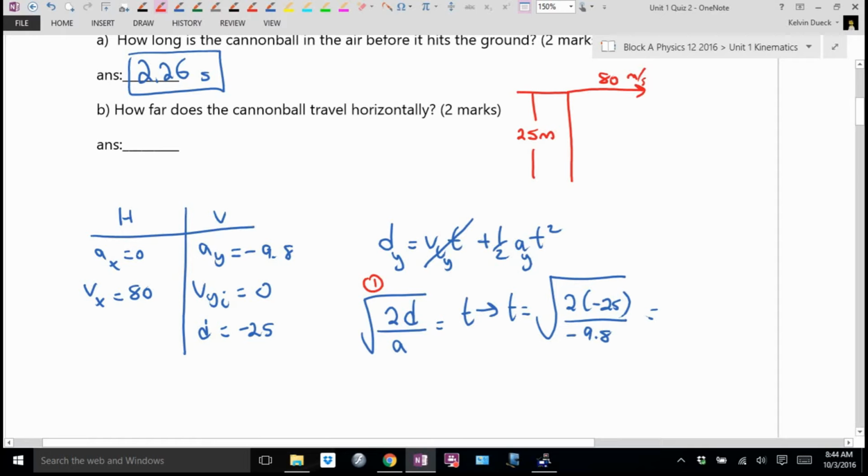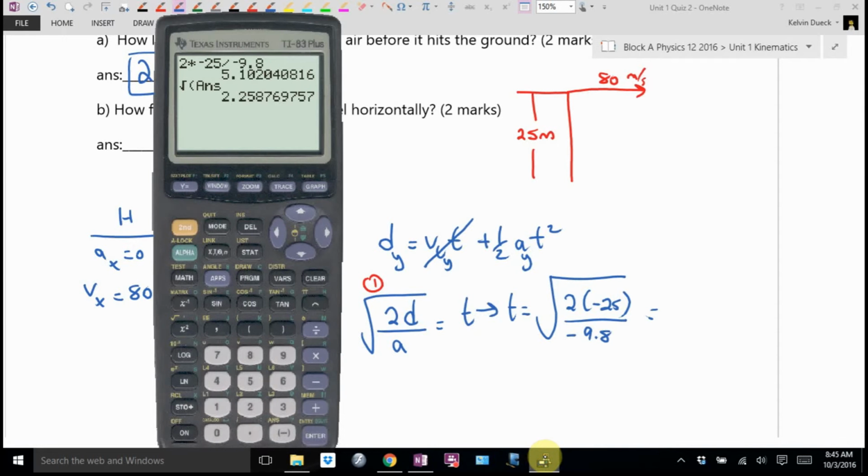The square root of 2 times d divided by a, okay? I would probably give you a 1/2 mark if I saw the t-table. In particular, though, I would have to see ax equals 0, ay equals negative 9.8, vx equals 80, and vy initially equals 0. If I saw any errors there, you'd lose that 1/2 mark. I'll write the longer version down here because I have a feeling I'm going to use it. I'm going to go 2.2588.